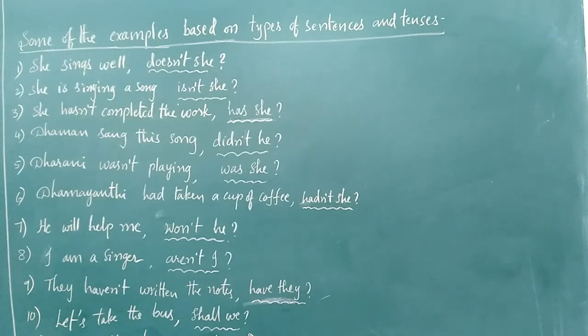See, ninth one is, they haven't written the notes. Have they is the question tag. They haven't is a negative sentence, and the statement is in present perfect tense, and the subject is they, third person plural. That's why the same thing is used here, have they.